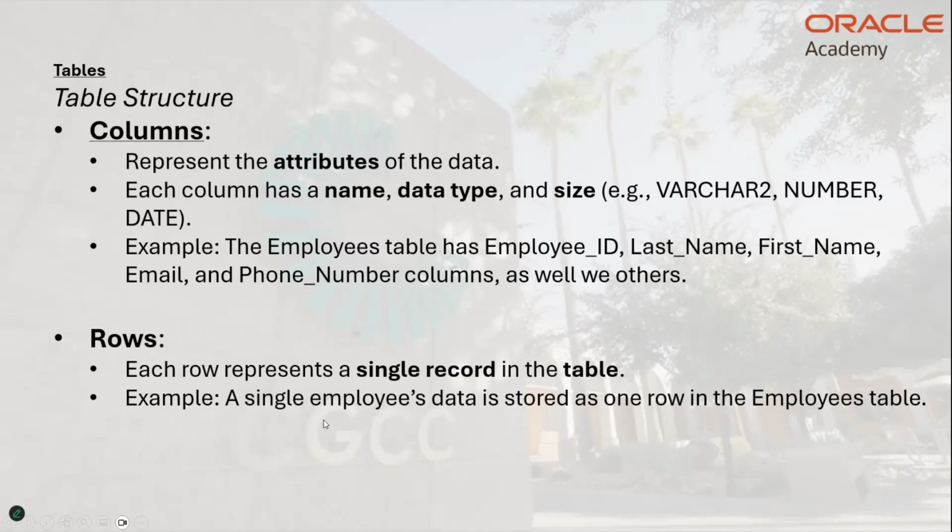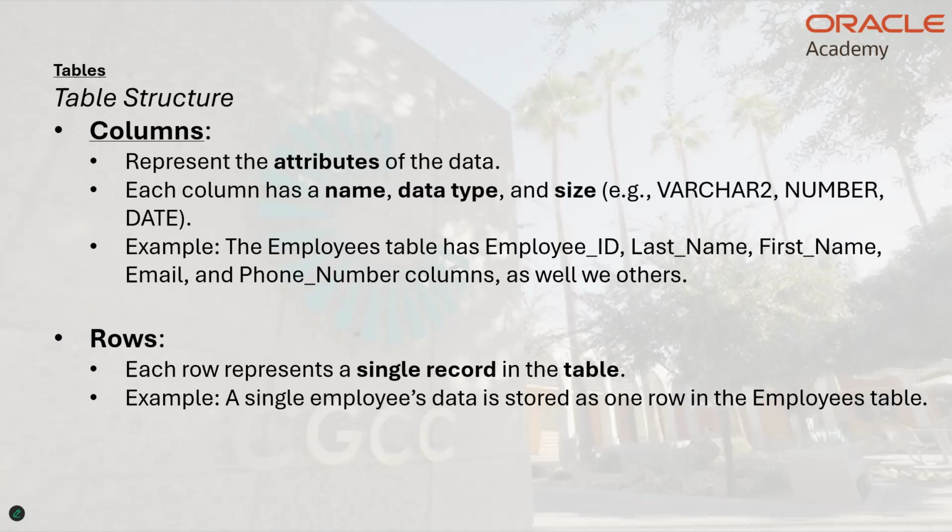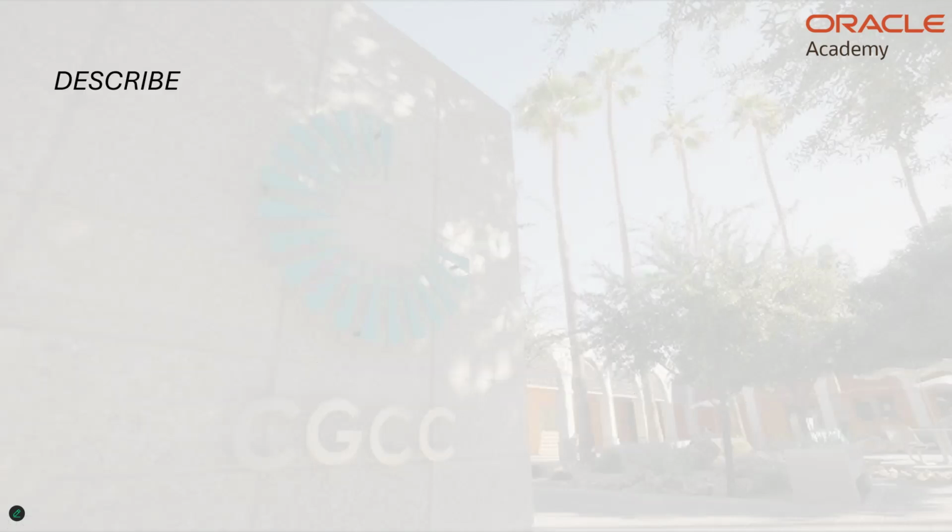And along with those columns, remember columns, if you want to remember it this way, columns are basically associated vertically, whereas rows are essentially associated horizontally. And these are the records in your table. They represent a single record in the table. So columns and rows. A single employee's data in that employees table is considered a row.